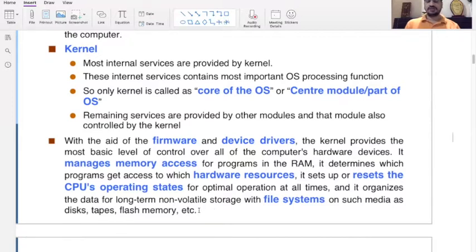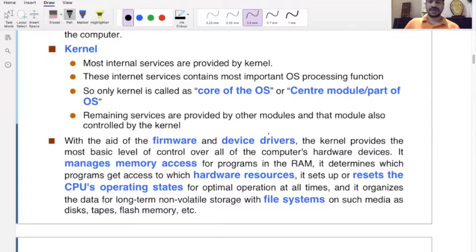Now, what will it do? It is written here. So with the aid of firmware and device drivers, what is the meaning of firmware? Firmware is a sort of dedicated software that is attached to a specific hardware. That is called firmware.